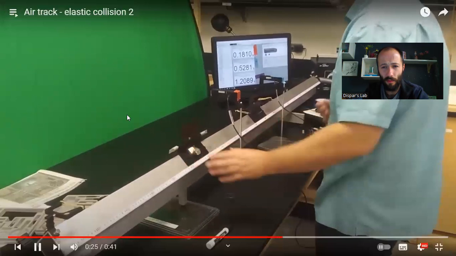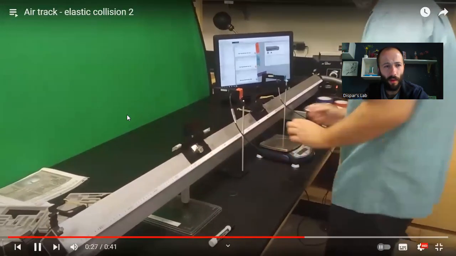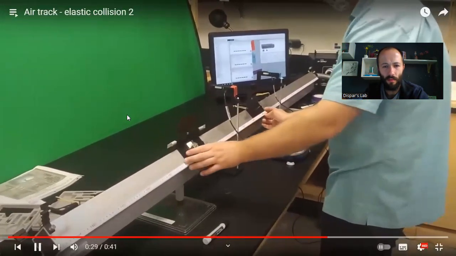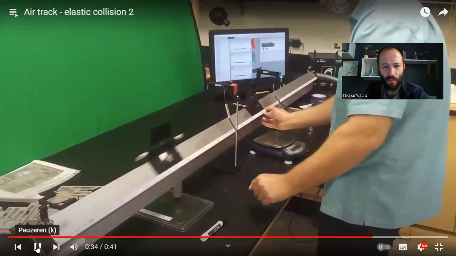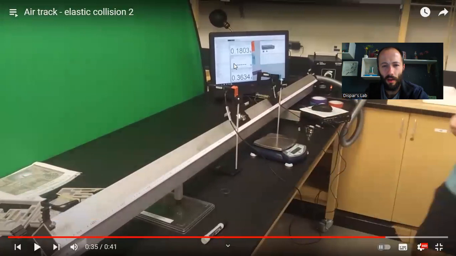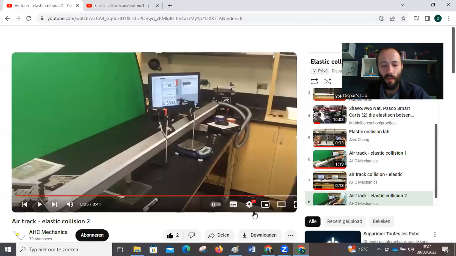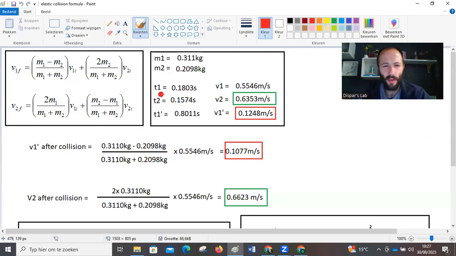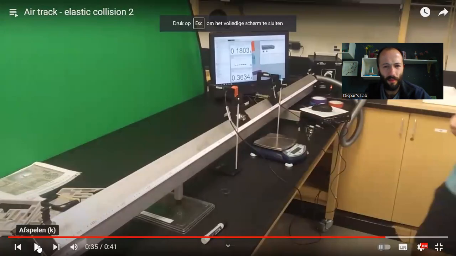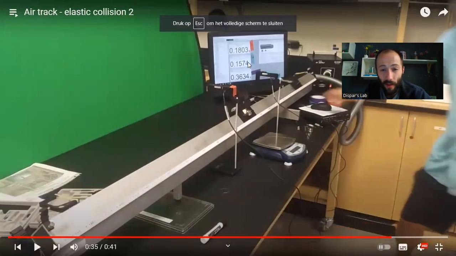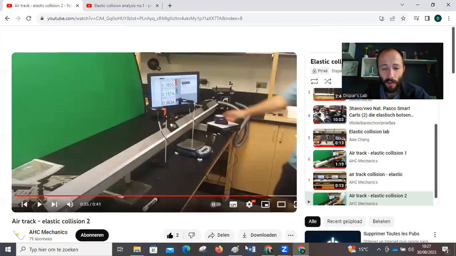Reset timers. Timers now reset. Go. Right, so the incoming timing is 0.1803, so I put that in here. Time 1 equals 0.1803 seconds. And then for the second card, it is 0.1574 seconds.